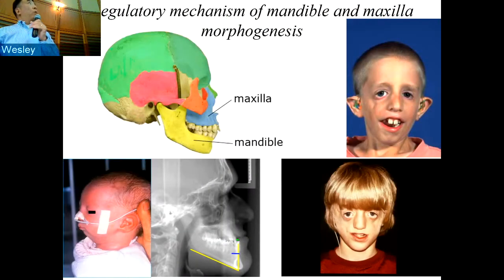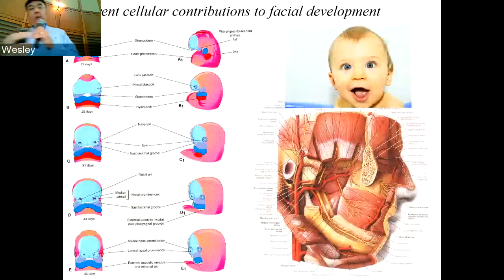to achieve a normal facial appearance. So when we look at the face, we all know during the early embryonic stage development, the neural crest cells migrate into the ventral part of the developing embryo and help to contribute to various facial structures.